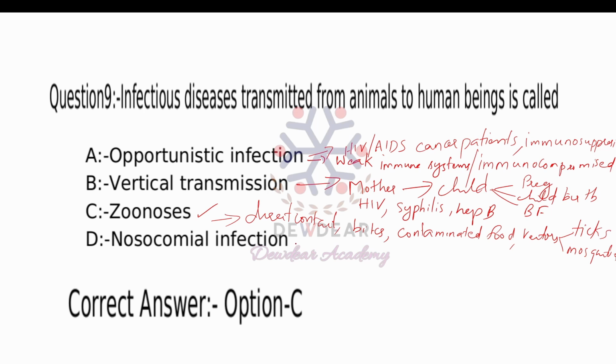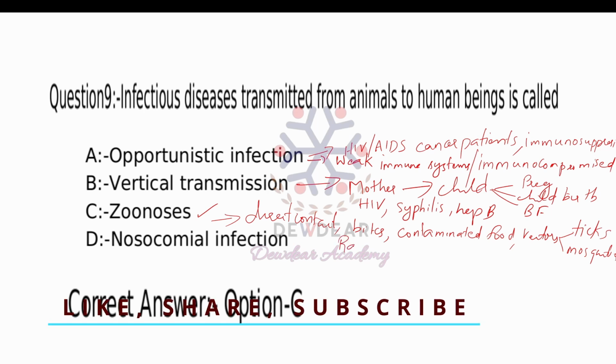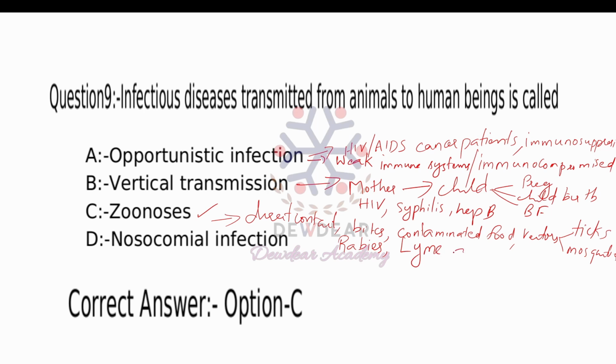And the diseases can include infections like rabies, Lyme disease, and avian influenza. These are some of the examples I am giving you for zoonosis.